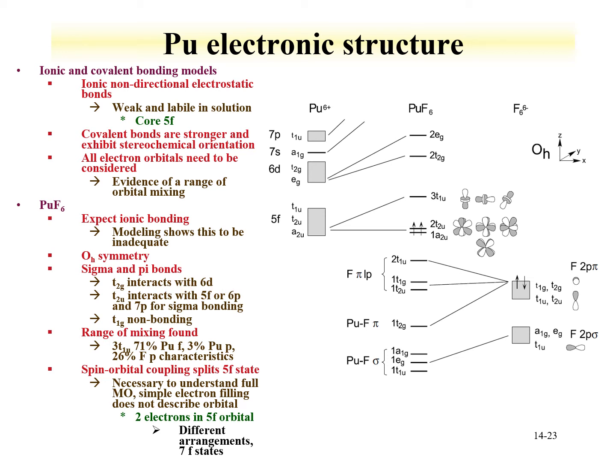And there's a range of mixing, including the contribution of plutonium f and p orbitals, along with the p orbitals from the fluorine. The spin-orbit coupling splits the 5f state, and this is a necessary component to understand the molecular orbital and the resulting electronic orbital filling.